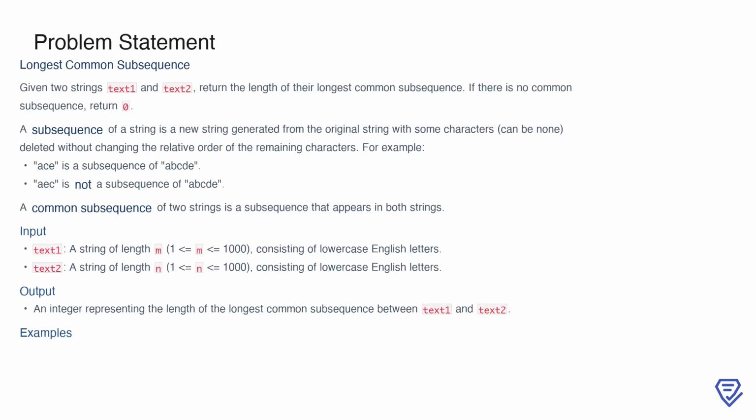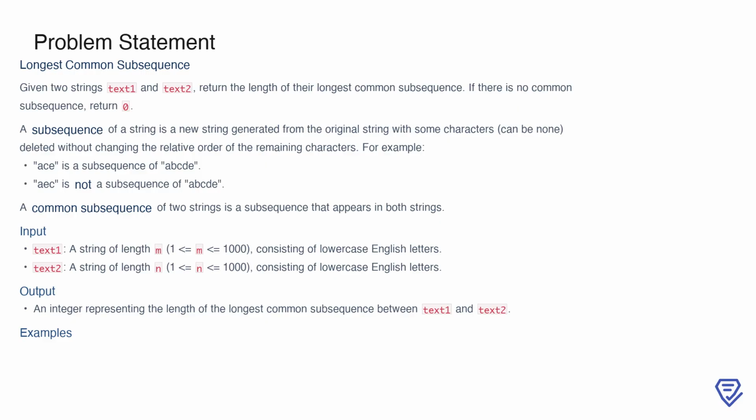In this problem, we are tasked with finding the length of the longest common subsequence between two strings, text1 and text2. A subsequence is a sequence that can be derived from another string by deleting some or no characters while keeping the relative order of the remaining characters unchanged. For example, ACE is a subsequence of ABCDE because we can remove B and D without altering the order of A, C, and E. However, AEC is not a subsequence of ABCDE since the order of A, E, and C does not match the original string.